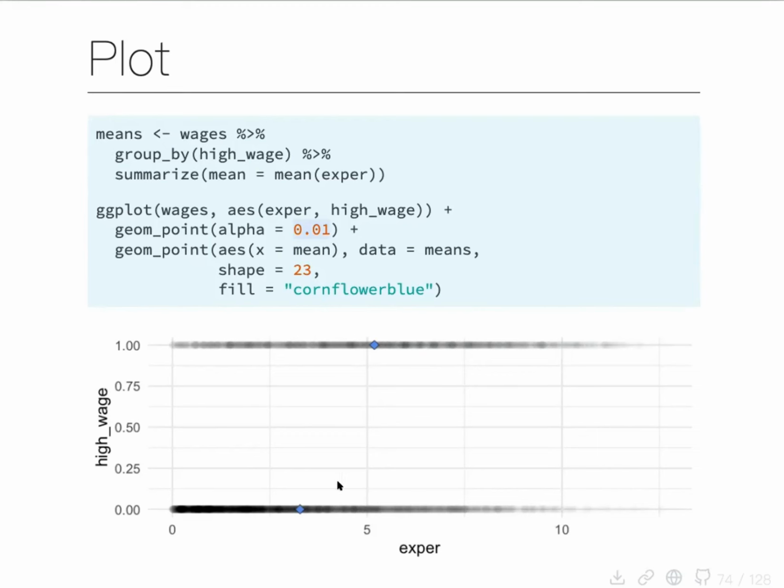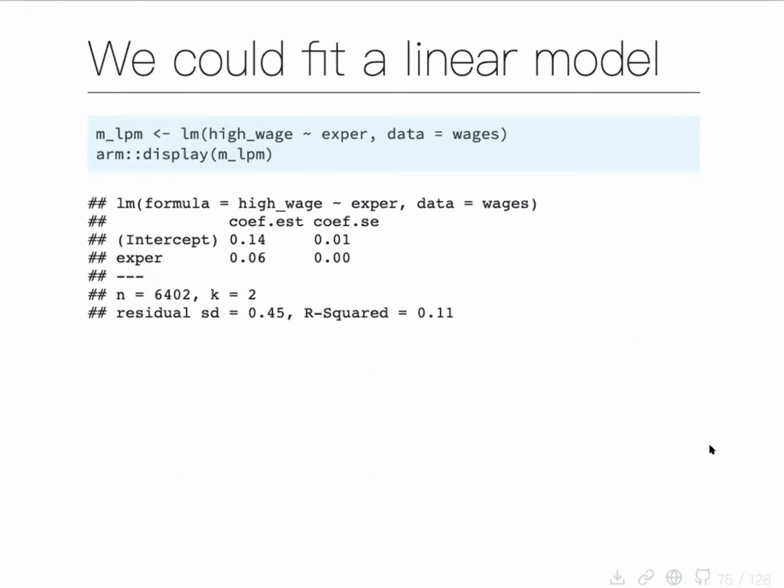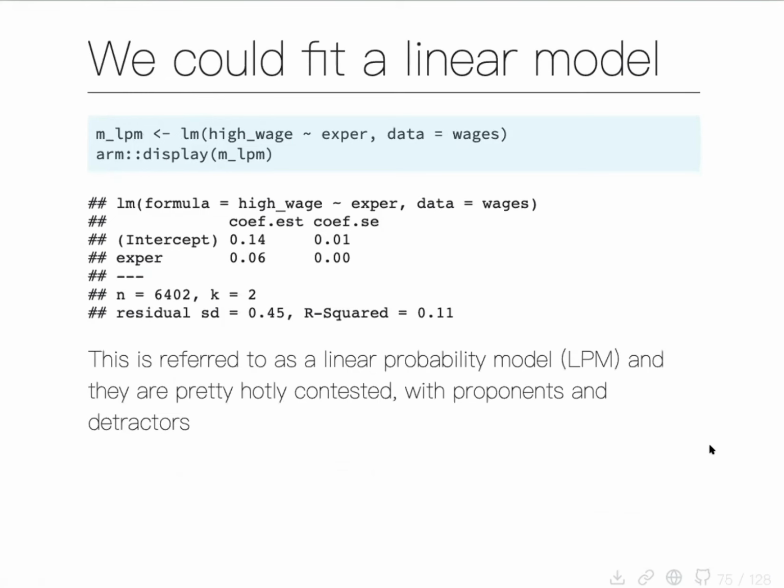You can see this blue star, or diamond rather, represents the average experience for that group. So you can see, if you just were to guess, you would say that generally people that have higher experience are going to be more likely to be in this category. Okay? So now we need to model this somehow. We could actually fit a linear model, right? This is what's known as a linear probability model.